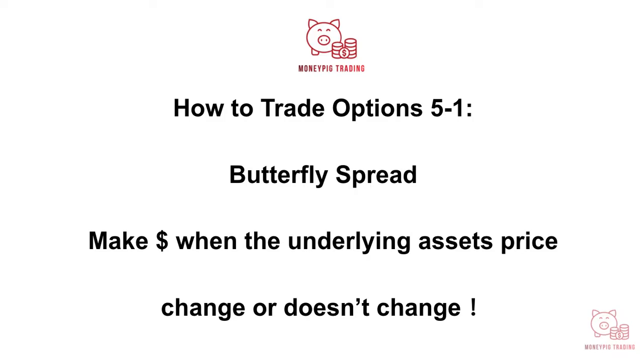Today, November 11, 2021, we're going to talk about how to trade options 5-1, a strategy called butterfly spread. It is a strategy to make money when the underlying asset price either changes or doesn't change. And usually the contract price is so cheap that the risk reward ratio can be up to like 30 to 50, which is why we like this strategy so much.